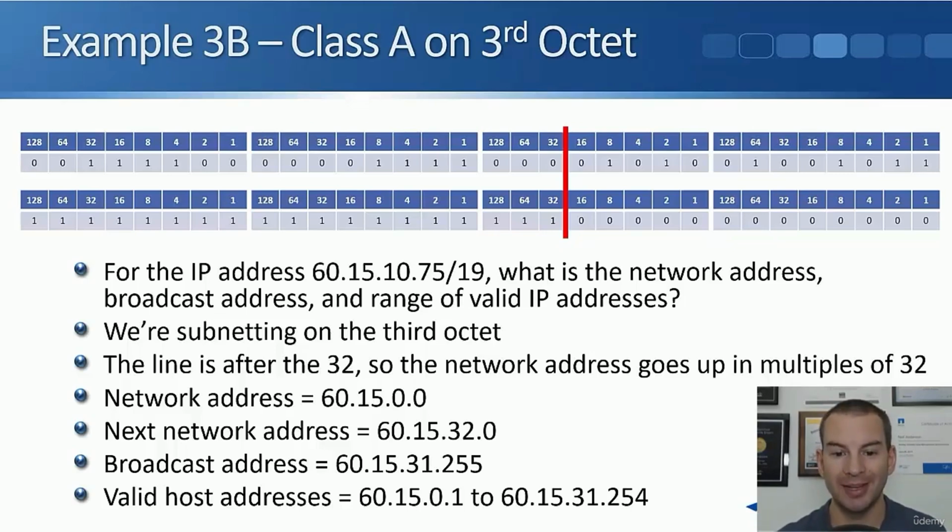60.15.32.0. So the broadcast address is going to be 1 less than that on the 3rd octet and 255 on the 4th octet. So the broadcast address is 60.15.31.255. And the valid host addresses will be between the network address and the broadcast address. So that's 60.15.0.1 up to 60.15.31.254. Okay, so the value on the 4th octet is the lower range is going to be a 1, the higher range is going to be the 254 for the hosts. The subnetting is done on the 3rd octet if the subnet mask is anything between a 16 and a 24.